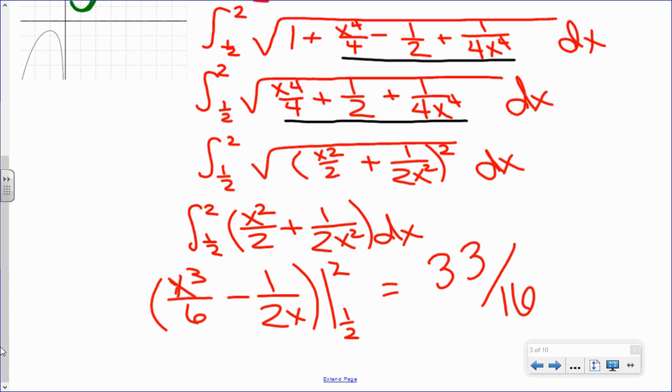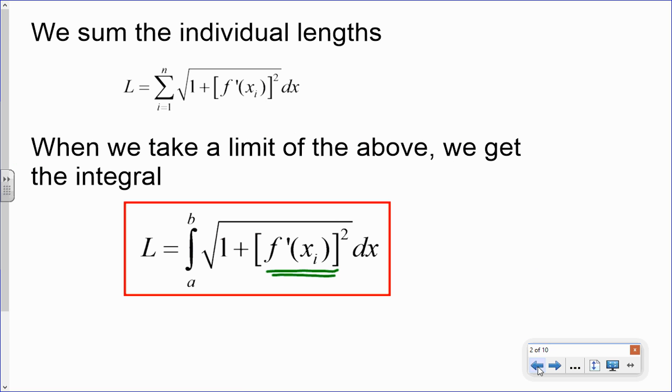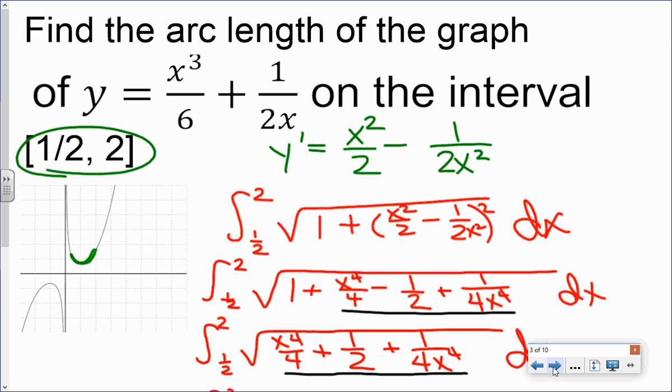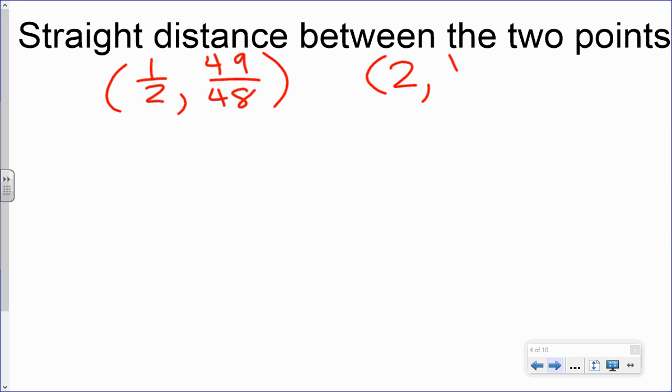Now, if we actually were to find the straight line distance between these points, I'll tell you right now that if you plug in 1/2 on that graph, you would be at 49/48, and if we were at 2, we would be at 19/12. So if we do the distance formula, and I already did this for you, we get 1.602. What does 33/16 approximate to be?